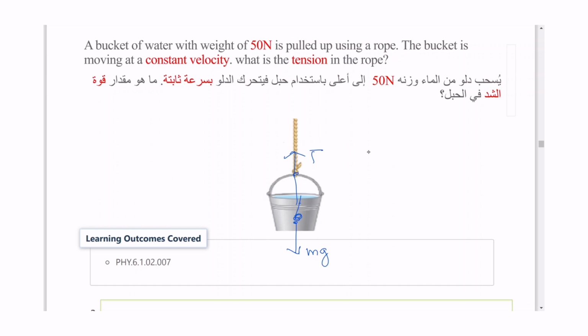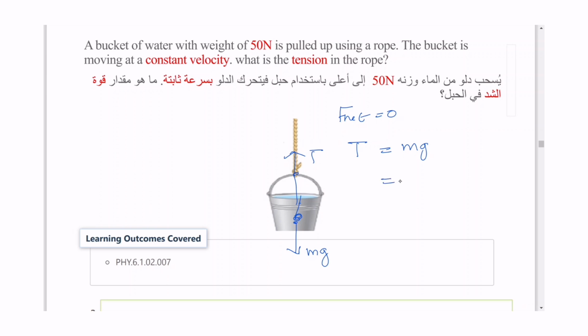If an object is moving at a constant speed, it means net force is equal to 0. If any object is moving at a constant speed, or if the object is at rest, then net force is equal to 0. So here this object is moving at a constant speed, so net force is equal to 0. Net force is 0, which means opposite forces are equal, that is tension will be equal to mg, because tension and mg are the two forces, they are acting in the opposite directions. So tension is equal to mg.